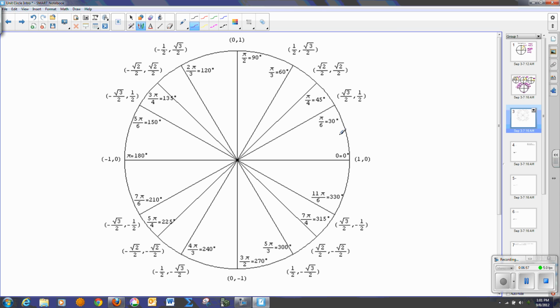And once again, we generate these numbers by looking at 30, 60, 90 right triangles and 45, 45, 90 right triangles with a hypotenuse of 1.